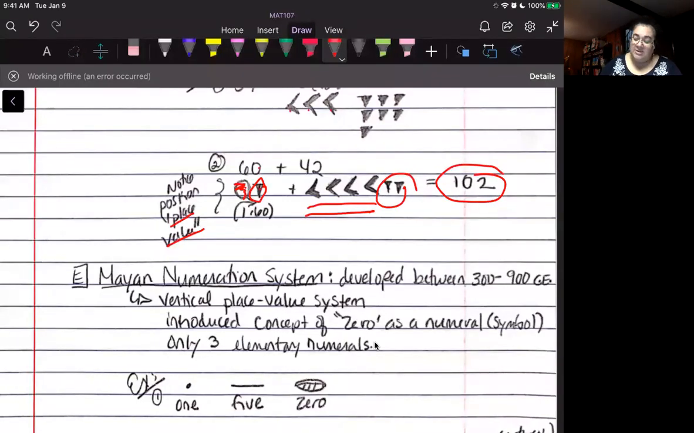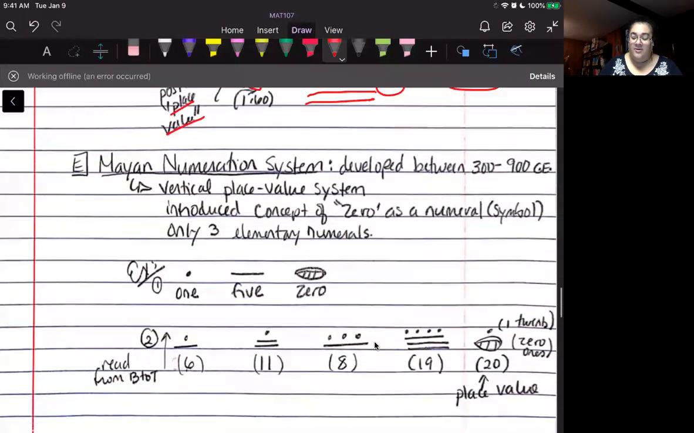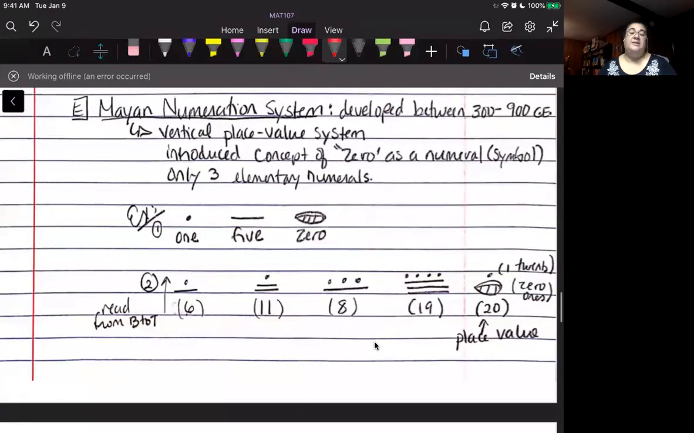Now we're going to move on to the Mayan. And out of the number systems we're going to look at, the Mayan is kind of my favorite. It's a little trippy, but I think it's also kind of ingenious, so I do enjoy it quite a bit.